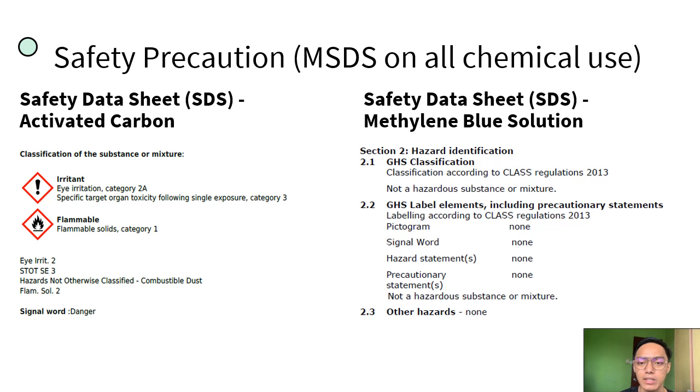Under the safety data sheet for activated carbon, it is classified as a substance or mixture of irritant and flammable, and a word of danger. For the methylene blue solution, it is classified according to the class of Regulation 2013.